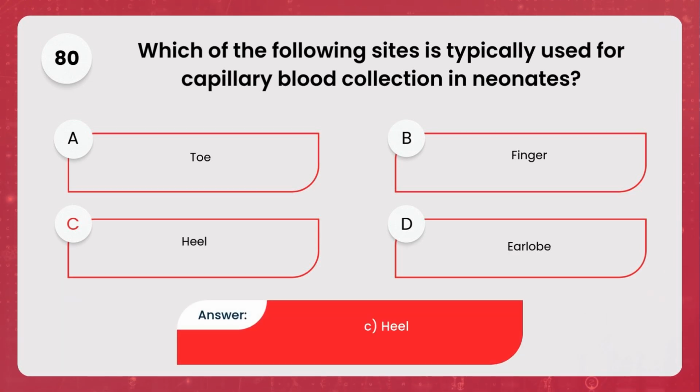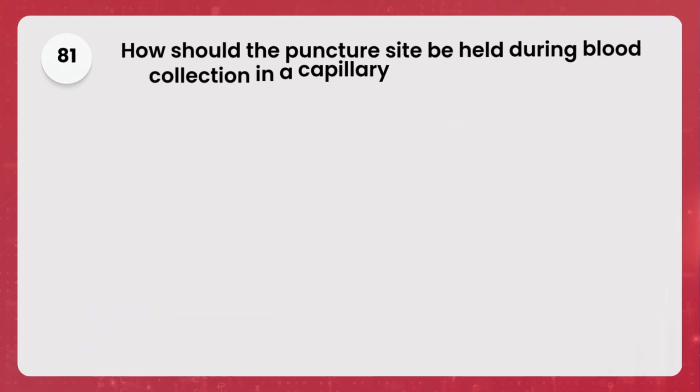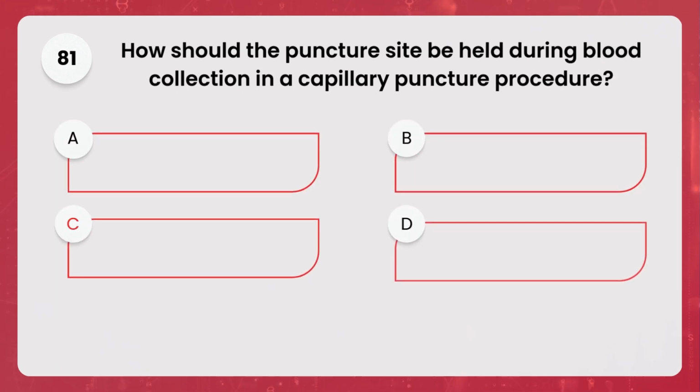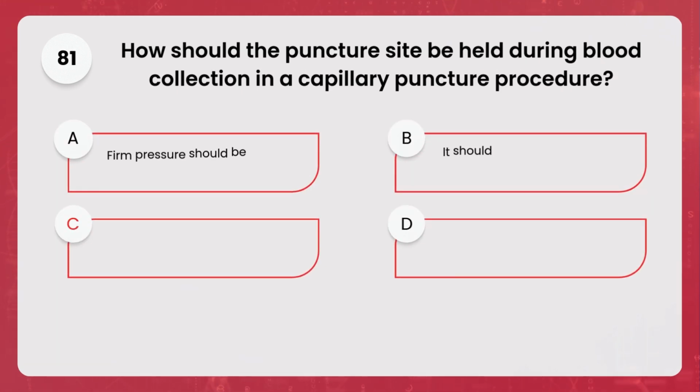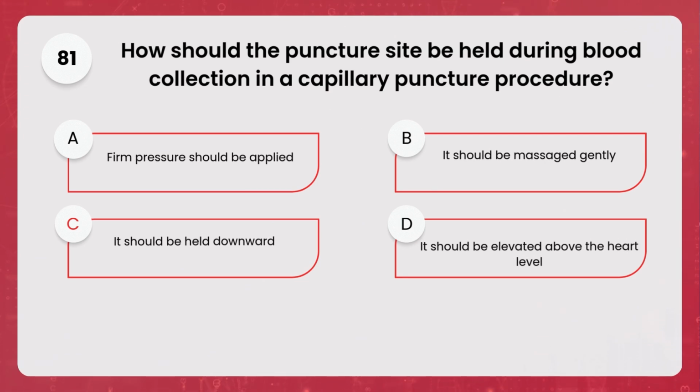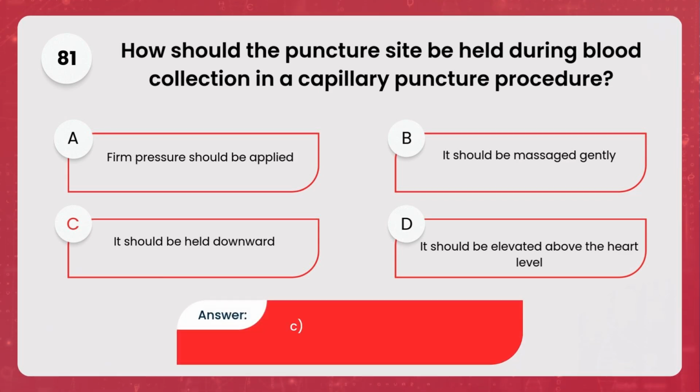Heel. Number 81. How should the puncture site be held during blood collection in a capillary puncture procedure? A. Firm pressure should be applied. B. It should be massaged gently. C. It should be held downward. Or D. It should be elevated above the heart. The answer is C. It should be held downwards.